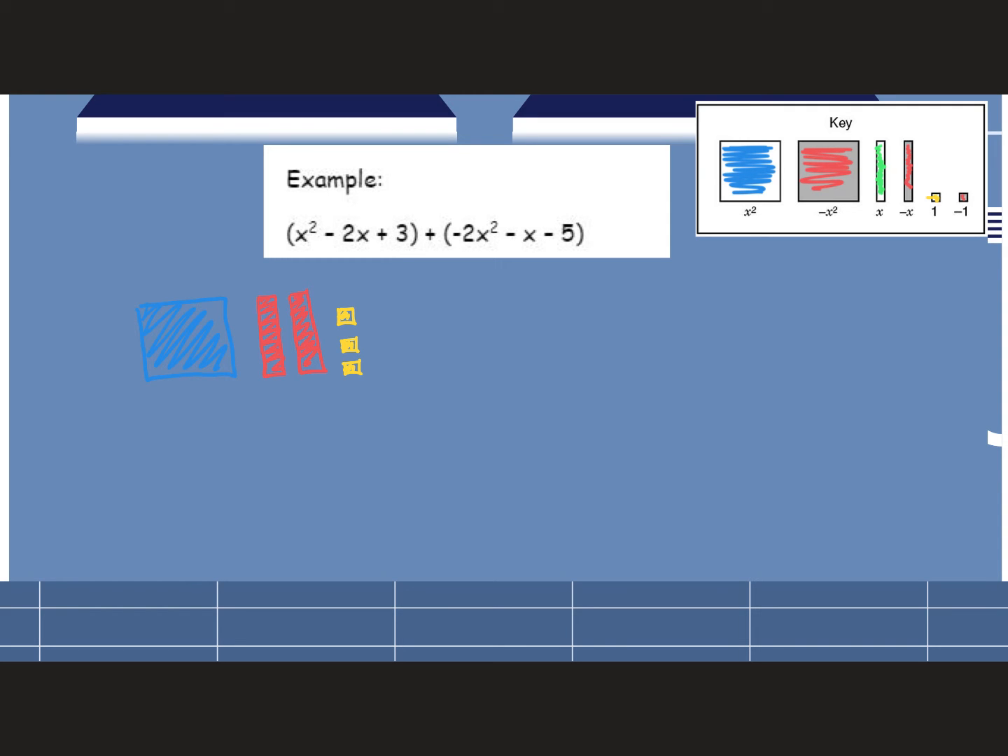All right. Now looking at my second expression, I have negative 2x squared, so I'm going to use 2 of my larger square tiles, but they're going to be red this time because it is negative 2x squared. All right. Then I have my negative x, so another x rectangular bar. And then I have negative 5, which is going to be 5 of my smaller square tiles.